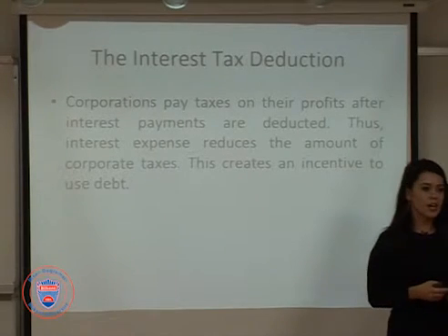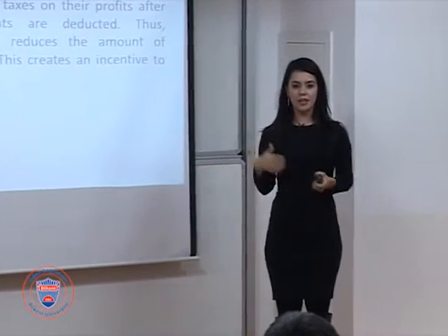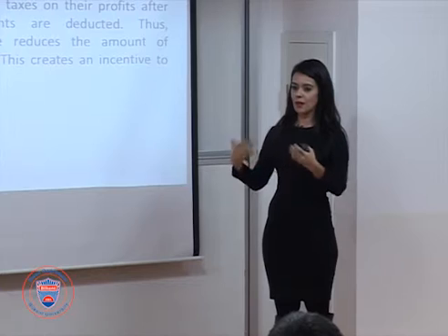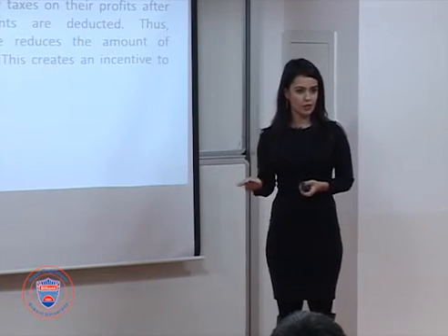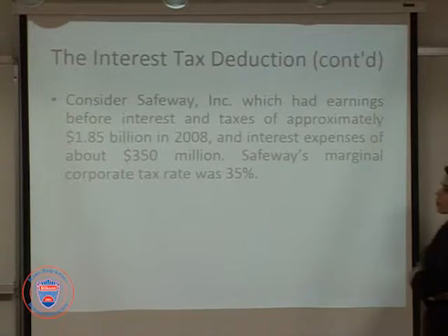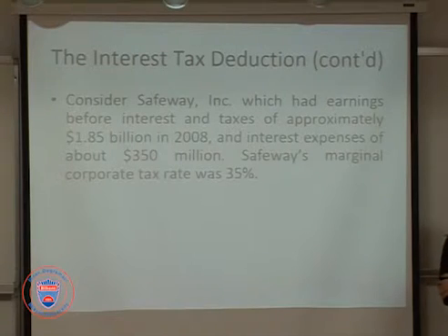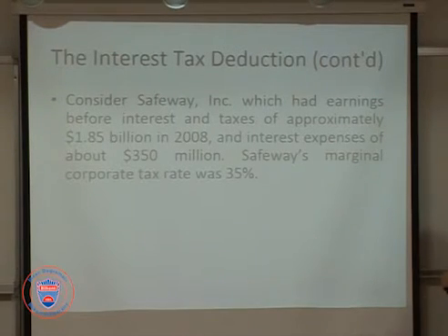Okay, when a company has some debts, we talked about it last time. The company has to pay some interest, and interest payments reduce the taxable income. So it reduces the tax that will be paid to the government. Let's look at this example. We have this company, Safeway, which had earnings before interest and taxes of approximately $1.85 billion in 2008, and the interest expense of about $350 million. The tax rate is 35%.